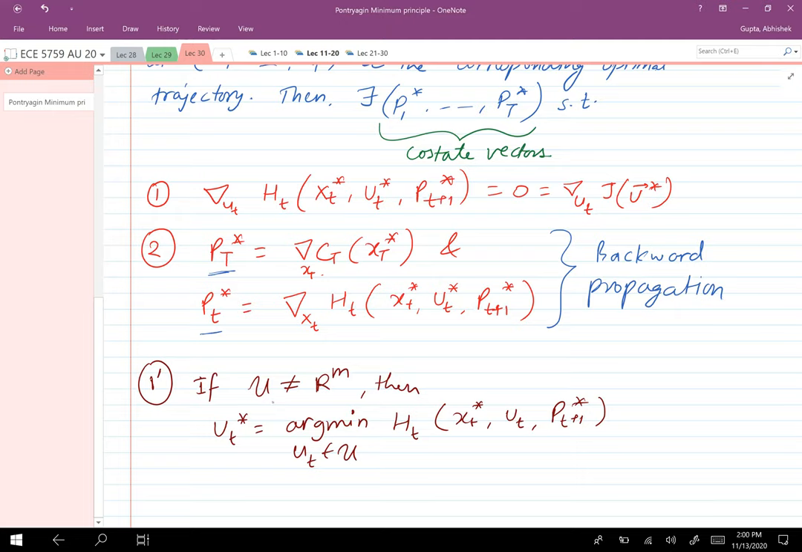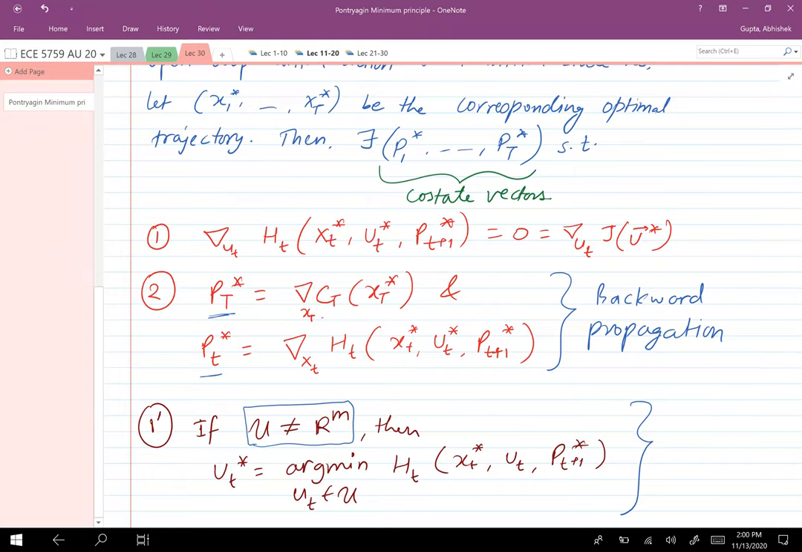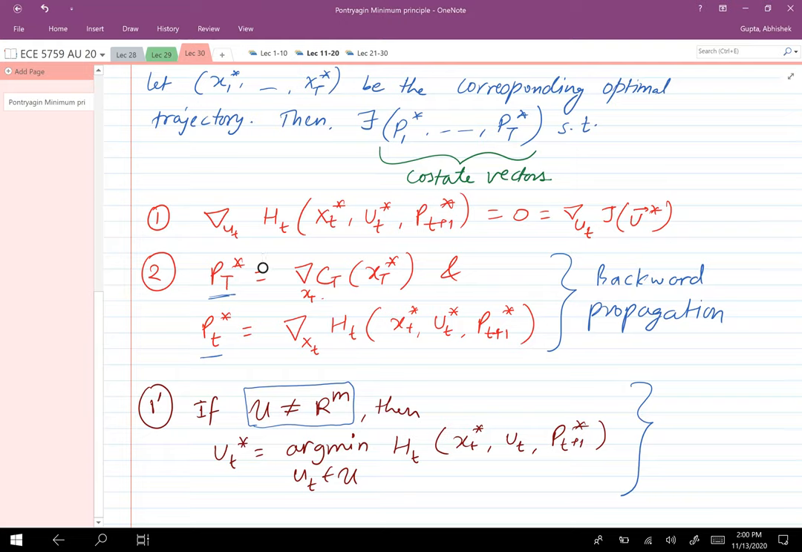And it turns out that if U is not R^m, like the set of control actions is not the entire Euclidean space, then you can write u_t star as the argmin of the Hamiltonian itself. So u_t star basically minimizes the Hamiltonian along the optimal trajectory. Okay, and this is the part for which we haven't done the proof, but this is the actual statement of the minimum principle. So of course, if u_t is a minimum of the Hamiltonian, then the first derivative of the Hamiltonian will vanish, will be equal to zero along the optimal trajectory. But the more general theorem statement says that u_t star actually minimizes the Hamiltonian along the optimal trajectory. So this is the general statement.